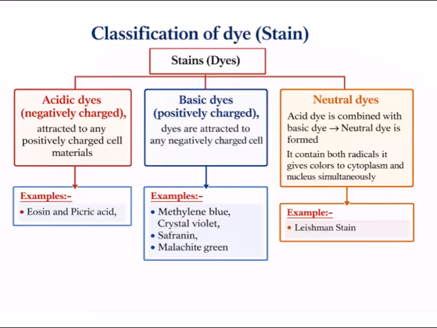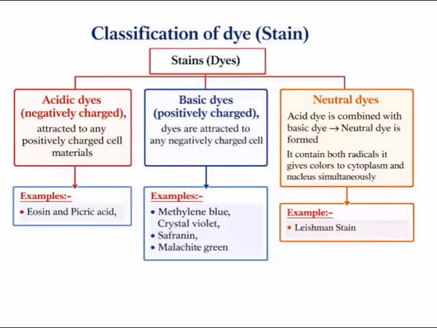Stains are classified based on the electrical charge of their chromophore and how they interact with cellular components. The first one is acidic dye, negatively charged. Acidic dyes carry a negative charge. They are attracted to positively charged components of the cell. The background is usually stained while the cell remains unstained, also called negative staining. Examples: eosin and picric acid. Common use: demonstrating cell outlines and background staining, like capsule demonstration.